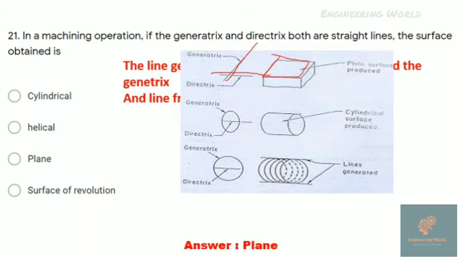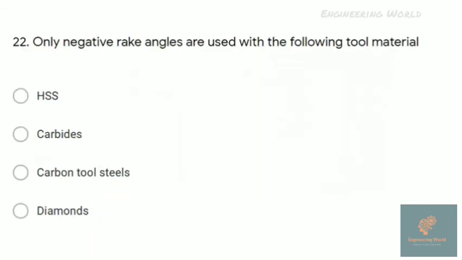Then the next question is, negative rake angle is used only with the following tool material, as carbides are weak in tension, hence negative rake angles are used with carbide tools. So the answer is carbide tool steels.